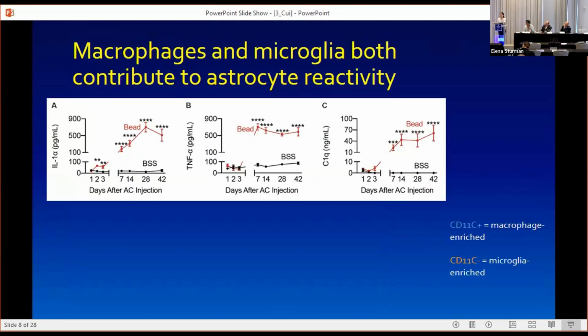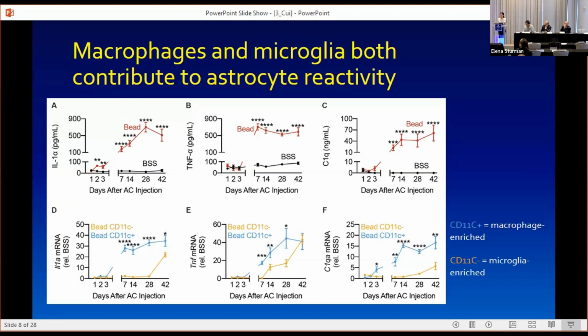When we looked at the expression time course after injections, we saw that after about 7 days, the expression of IL-1 alpha, TNF alpha, and C1q began to elevate. What is interesting is that the elevation did not occur with the same time course in a macrophage-enriched population of cells versus a microglia-enriched population of cells. Specifically, the macrophage-enriched population started to express these cytokines a bit earlier than the microglia-enriched retinal cellular populations, which did not begin to have elevated expression of these cytokines until about 2 weeks after injection.